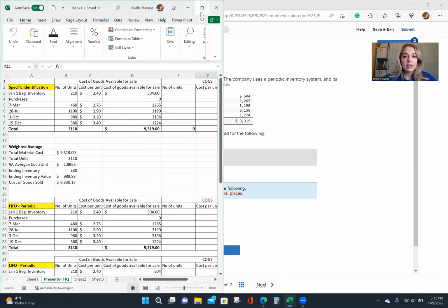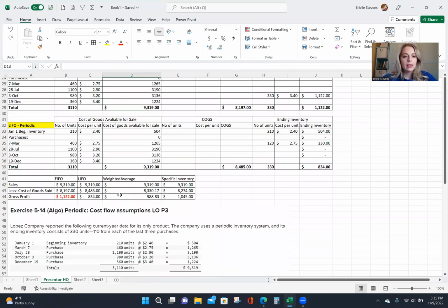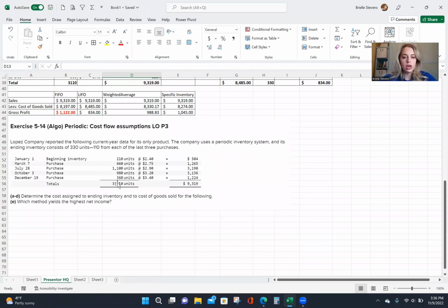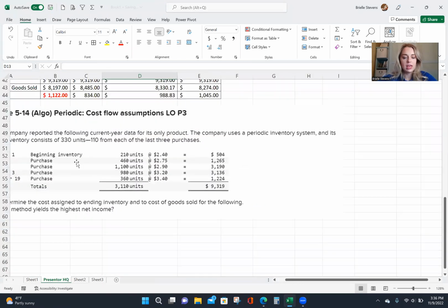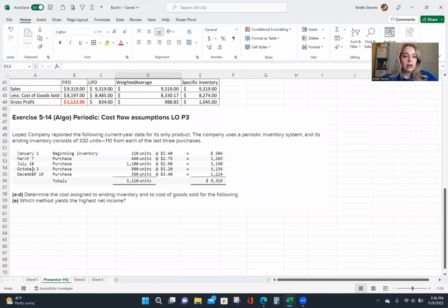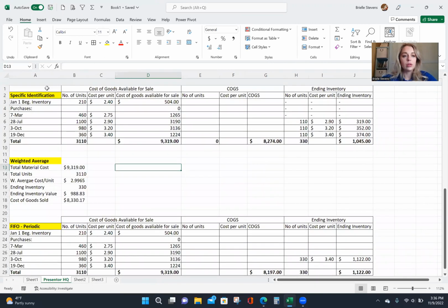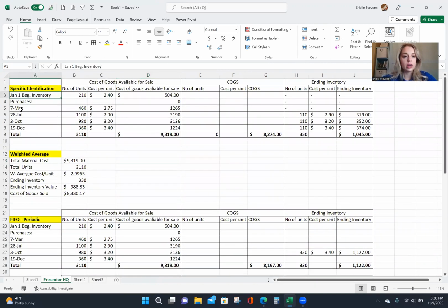But I am an Excel spreadsheet kind of person, and I have previously made some of these templates just to help me plug things in to make sure I know what I'm doing, where I'm doing it, how I'm going to do it. So here I just took a little screenshot of the question so I could fill everything in. Right, we have our beginning inventory, 4 purchases, and a total. So I know that I need to include that information. Beginning inventory, 4 purchases, and a total line.